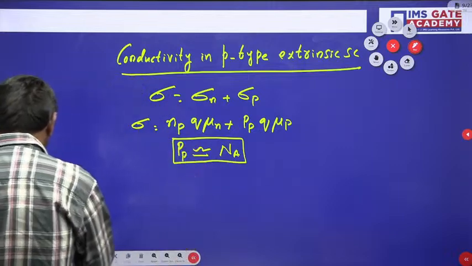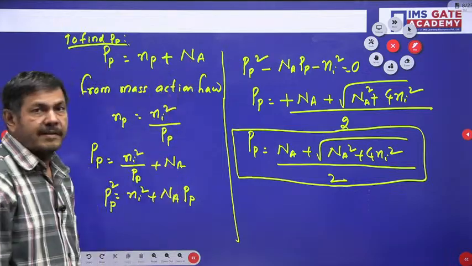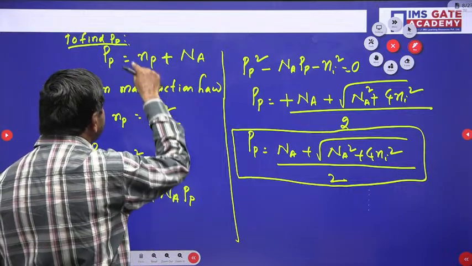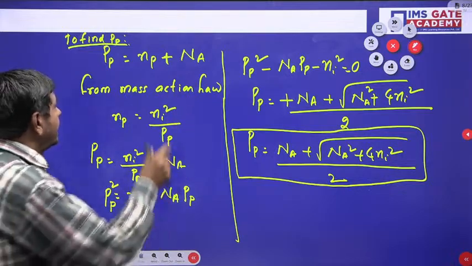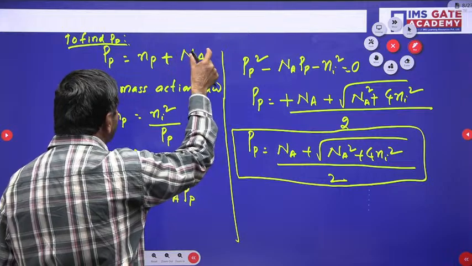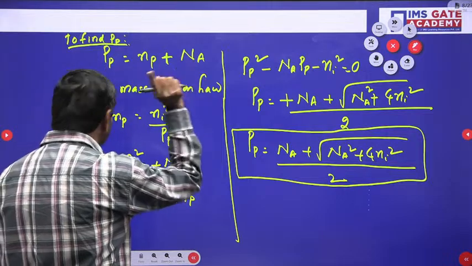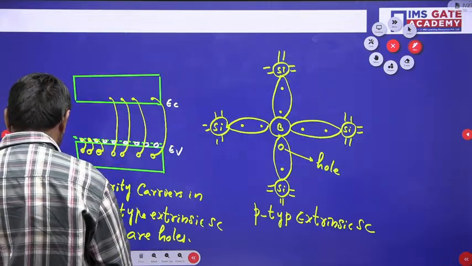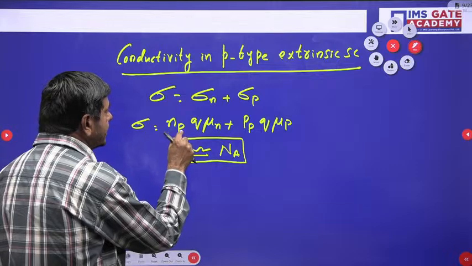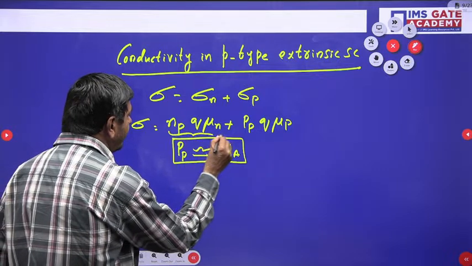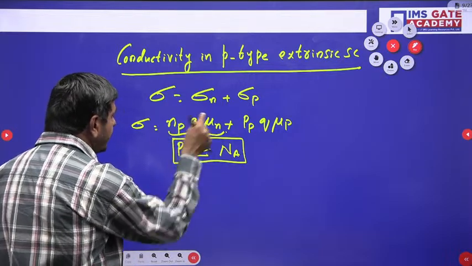Please watch here, given p suffix p equals Np plus Na. Np is nothing but the minority carriers, the electrons, and Na is the acceptors concentration. This acceptors concentration is always very large compared to these minority carriers. At that time, p suffix p is approximately equal to Na only. Directly you can write it. And also, the electron concentration is very small, so we can neglect this part.